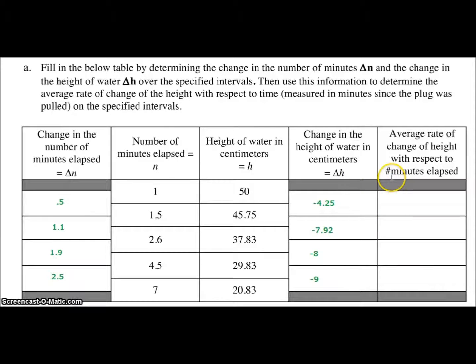So the average rate of change of height with respect to number of minutes elapsed is just delta H over delta N. That "with respect to" tells us that we're going to divide by the delta N. This is different from with functions where it was sort of reversed from what you were thinking. Here it's exactly how we would write it. The change of height with respect to the number of minutes elapsed. So negative 4.25 divided by 0.5 is negative 8.5.